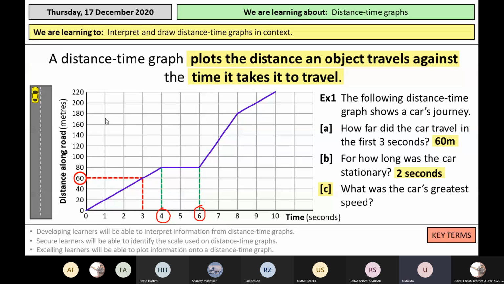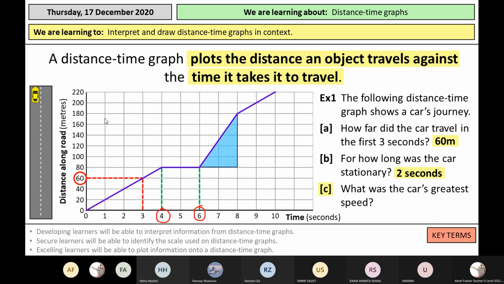Umema, just tell me what happened with your first response and what you were doing before the right answer. Sir, I thought the first gradient was steeper, so I said 20. But then I realized the other one is even steeper, like it has a bigger gradient. Excellent. Excellent approach and very well done to those who have answered correctly.